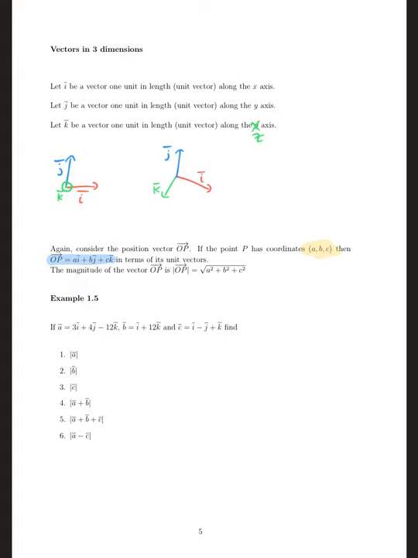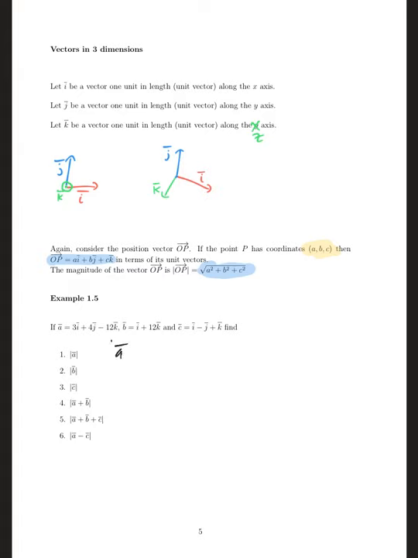The magnitude of the vector OP is very similar to the 2-dimensional case. It's the square root of a squared plus b squared plus c squared. So let's try some of these examples. The first one asks us for the length or the magnitude of the vector a, where a is equal to 3i plus 4j minus 12k.